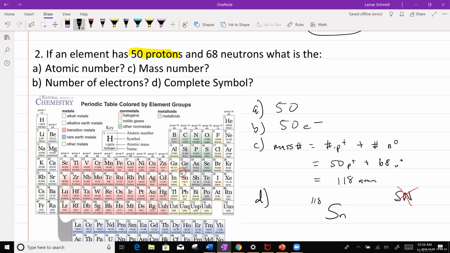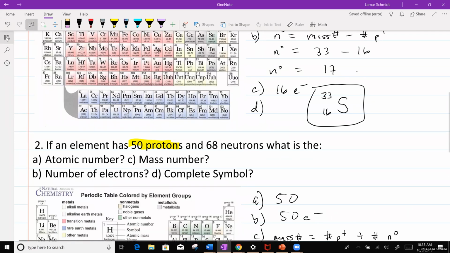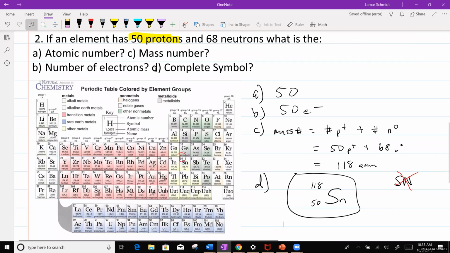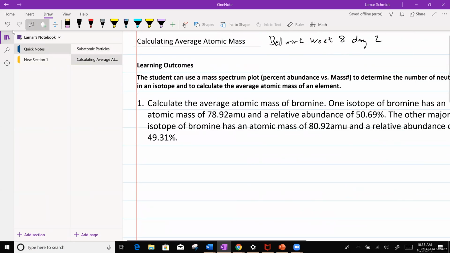and our mass number is 118. We calculated that in part C, and then we put our atomic number as the subscript, and we found that in part A, and that is 50. And so this is our complete symbol for that isotope of tin. Now we will go to day 2, and let's go ahead and get there.